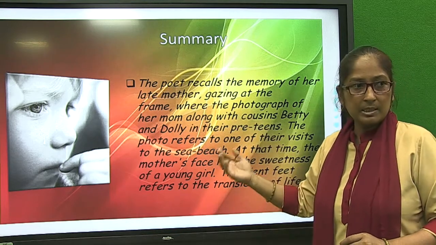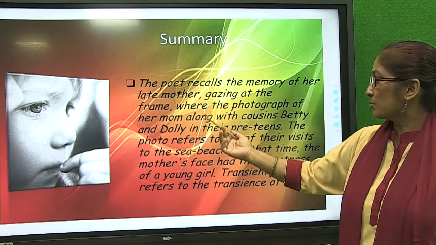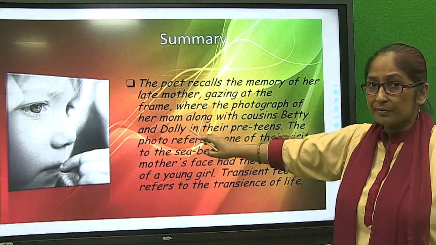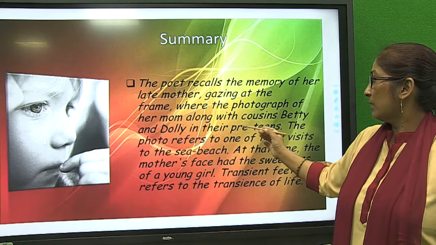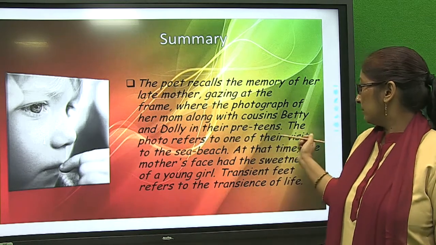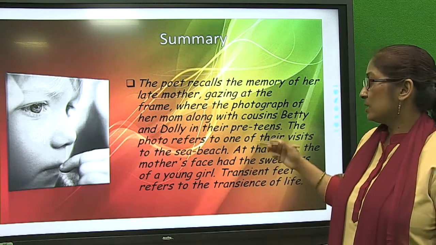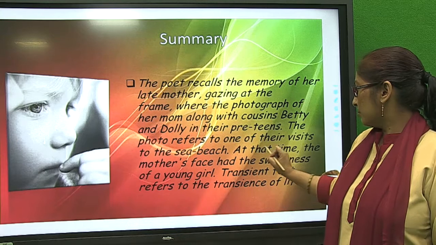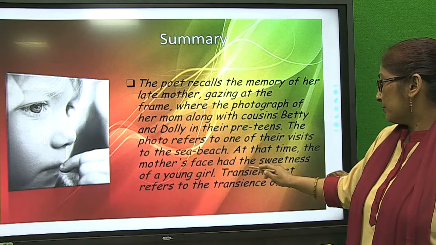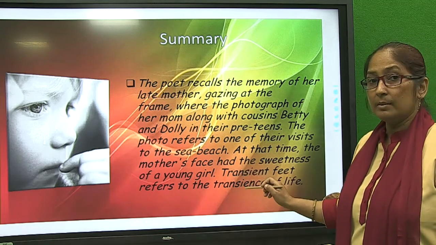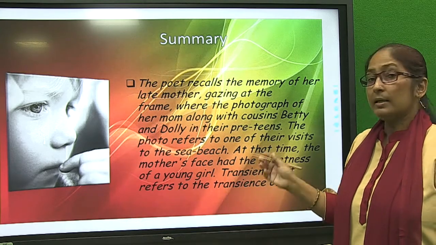I'm going to explain it once again. The poet recalls the memory of her late mother. Her mother has died, and she is remembering her, gazing at the frame, where the photograph shows her mom along with cousins Betty and Dolly in their pre-teens, enjoying their sea holidays. The photo refers to one of their visits to the sea beach. The mother's face had the sweetness of a young girl because that photograph was taken before the birth of the poet. That's why she was very sweet in her teenage.